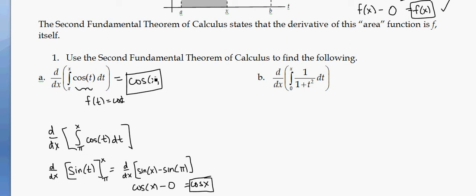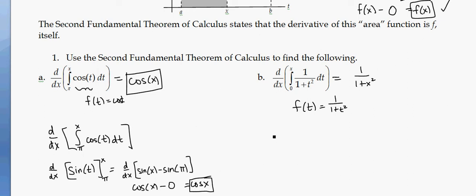Okay, so we could do this problem two ways because we happen to know the antiderivative of cosine. But there's no real reason to do that. The second fundamental theorem of calculus would tell us this is cosine. And likewise, with the second fundamental theorem of calculus here, notice that our little f of t is 1 over 1 plus t squared. So the derivative of this integral is just going to be 1 over 1 plus x squared. And again, that's just using the second fundamental theorem of calculus.